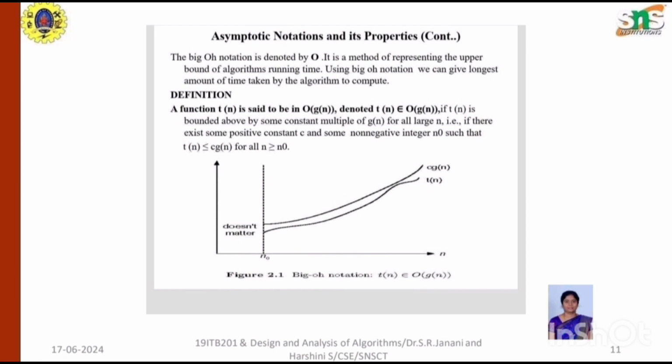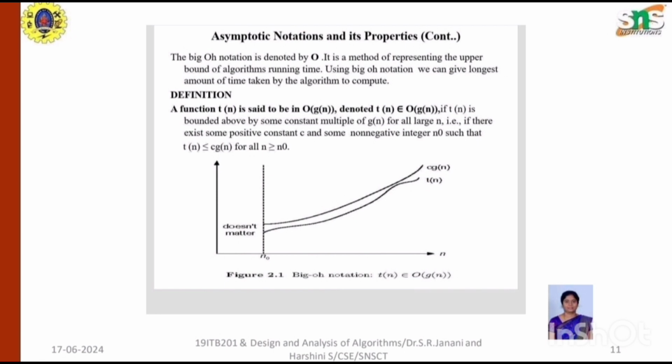Now let's discuss asymptotic notations and their properties. As we have seen in the earlier semester, the same follows, but we have to learn it according to this unit 1. So the big O notation, big theta notation and the omega notation are followed here. Here also we know that upper bound and lower bound limits are followed. Big O notation is a method of representing the upper bound of an algorithm's running time. So we can give the longest amount of time taken by the algorithm to compute using this big O notation.